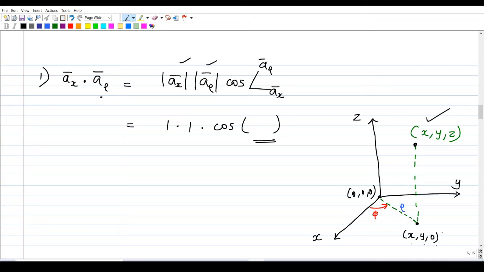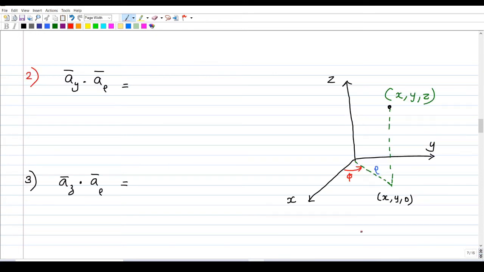And we know that a rho is the unit vector along the direction of this rho vector. a rho is somewhere here. a rho can be drawn anywhere along this radius. It is of magnitude 1 and direction in the increasing direction of rho. Then ax is here in the positive x-axis direction. So you can clearly see that the angle between vector ax and vector a rho is nothing but phi. So we can substitute phi here. So ax dot a rho is simply cos phi. Okay. Now we can calculate the second dot product.